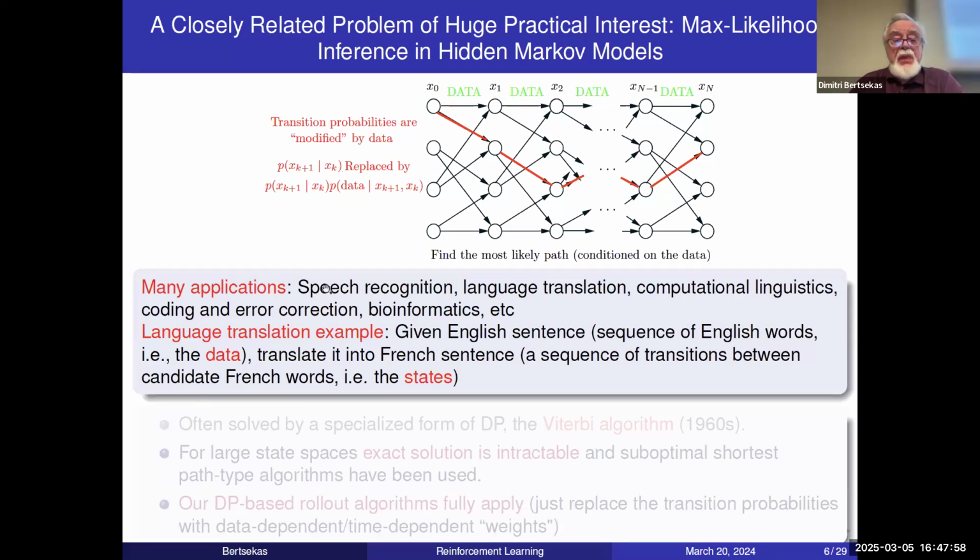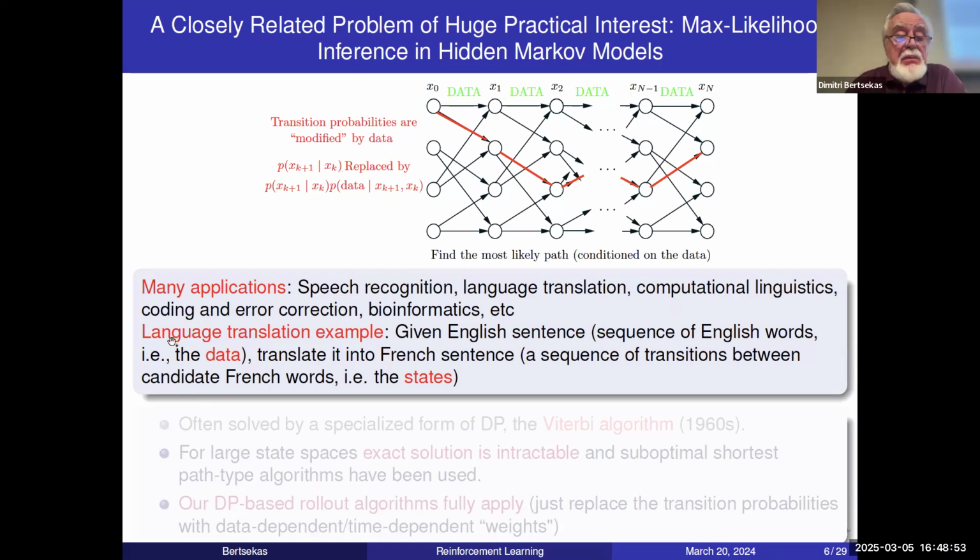Okay, so this has many applications in speech recognition, where the data is the sequence of phonemes, the audio, and the state transition corresponds to the English words. In language translation, the data is a phrase in some language, English, let's say, and the hidden sequence that we try to estimate is the corresponding translation into French. Computational linguistics has similar problems. The original application of these hidden Markov models was in electrical engineering, in coding and error correction back in the 60s. There are important applications in bioinformatics, sequences corresponding to data from RNA or genome or whatever.